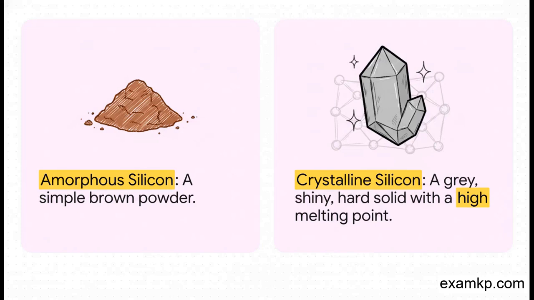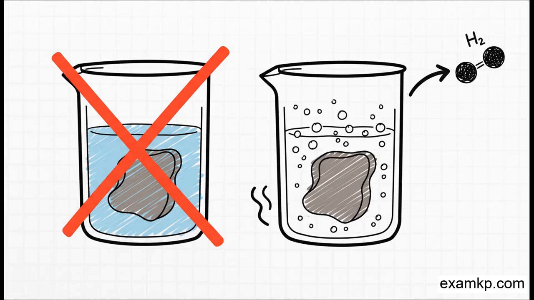Now, what's really important here is its crazy high melting point. And why is this so high? I want you to remember this phrase because the examiners love that: it has a giant covalent structure. Chemically, silicon is a bit lazy.